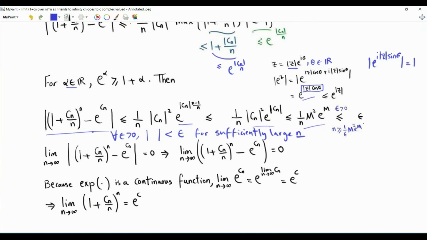Now our objective is realized, because if this limit is 0, then the limit of this complex valued quantity is equal to 0. Now e is a continuous function, so e to the cn will converge to e to the c as n goes to infinity. So the limit as n tends to infinity of 1 plus cn over n all to the power n is e to the c when cn converges to c as n tends to infinity.